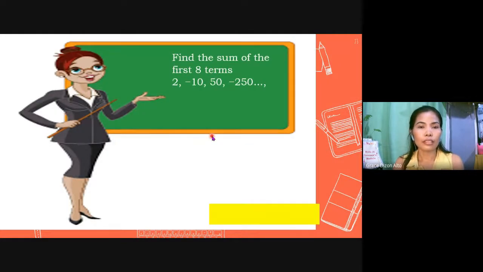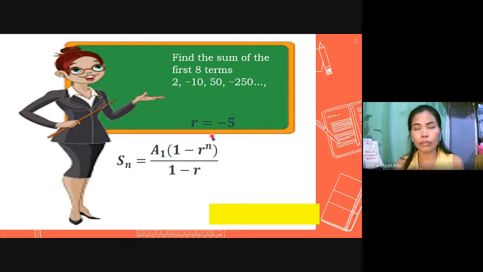So let's go find the sum of the first 8 terms of positive 2, negative 10, positive 50, negative 250, and so on. Solving for the ratio, we get negative 5. So since it's not equal to 1, again, we have to use the condition number 1 formula.